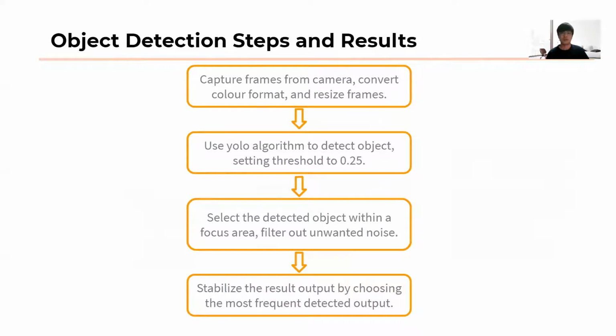So here is a flowchart on how I implement the YOLO detection in Friday robot. Firstly, the robot will capture the frames from its camera, convert the color format, and resize the frame. After that, it will use the YOLO algorithm to detect objects, setting the threshold to 0.25. Then it will select the detected object within the focus area, filter out unwanted noise, and finally stabilize the output by choosing the most frequently detected result.